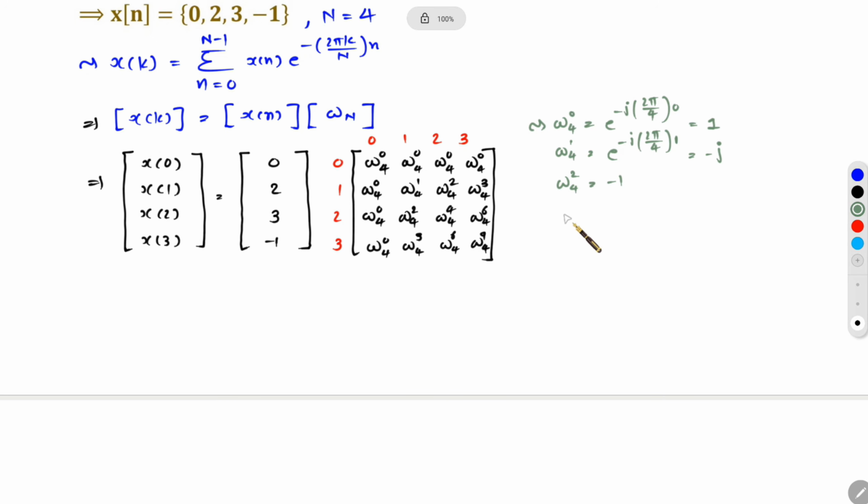This will be minus 1. W4 to the power 3 will be j. W4 to the power 4 will be plus 1. W4 to the power 6 will be minus 1. And W4 to the power 9 will be minus j. Now, the question is how to remember this.